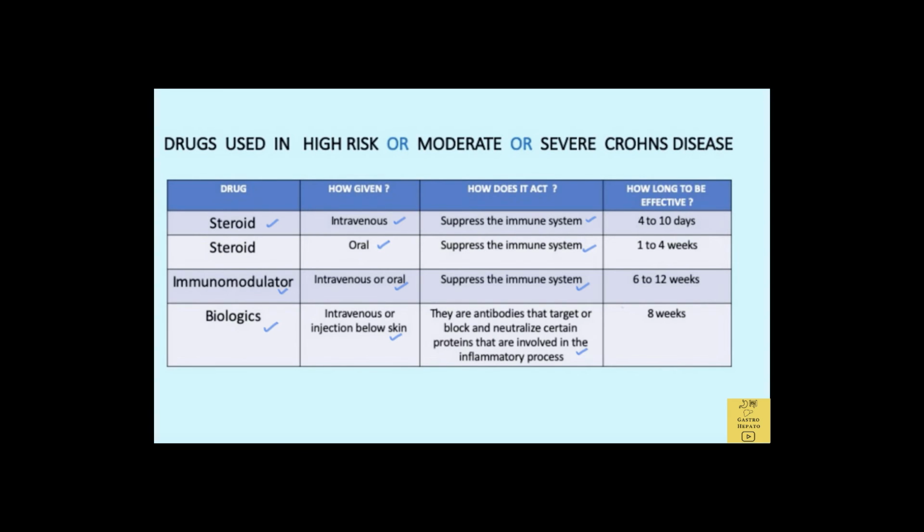As you can see, immunomodulators and biologics are effective after a couple of weeks. In the interim period, steroids are given because they are faster acting.